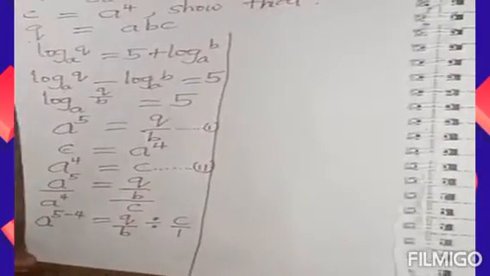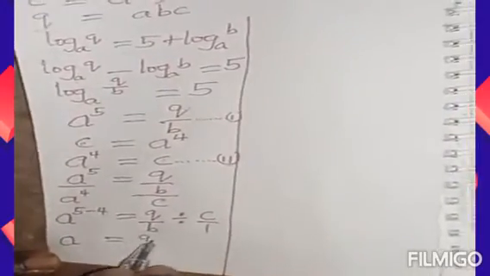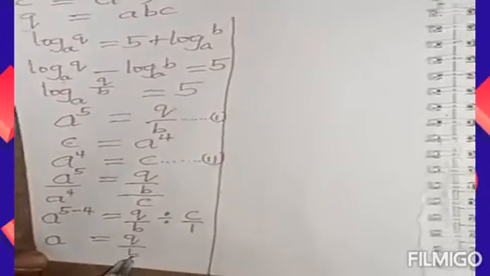Then q over b over c becomes q over b, I will change this to division sign, divided by c over 1. Then this becomes a raised to power 5 minus 4, 1. There is no need of writing 1. So I leave this as a is equal to q over b divided by c over 1.